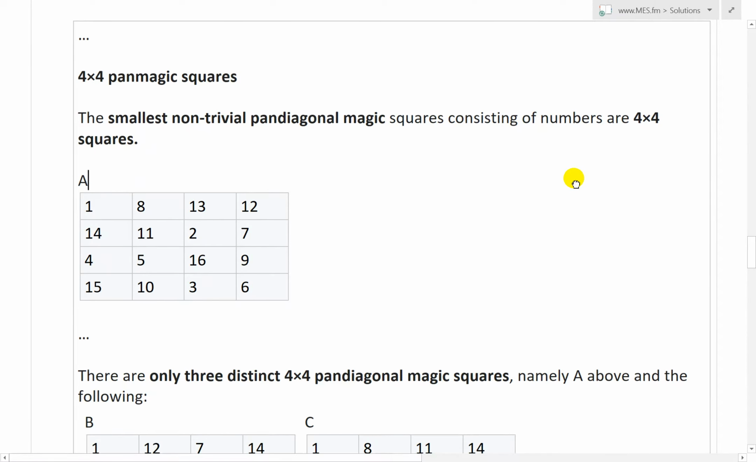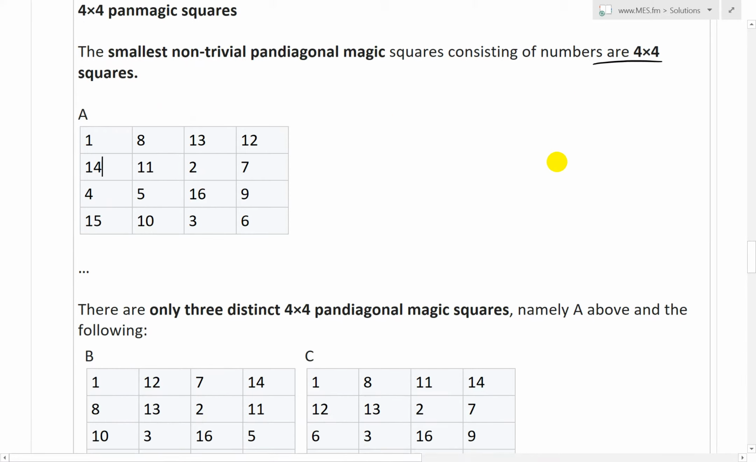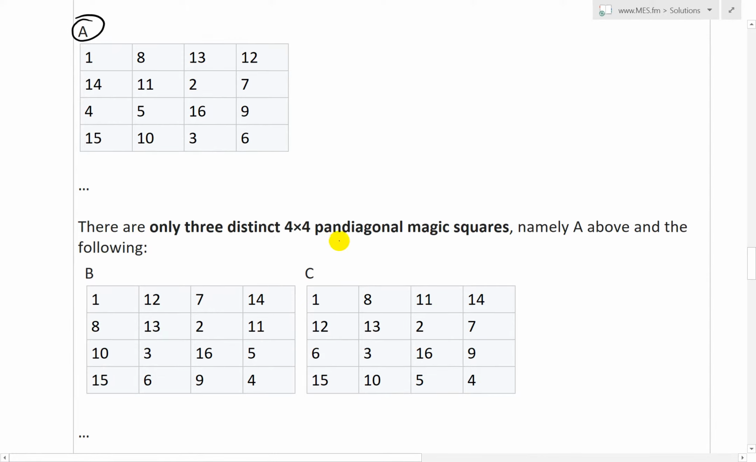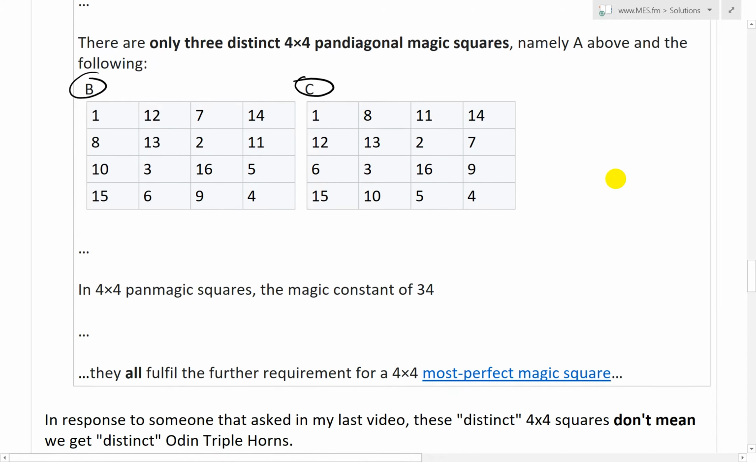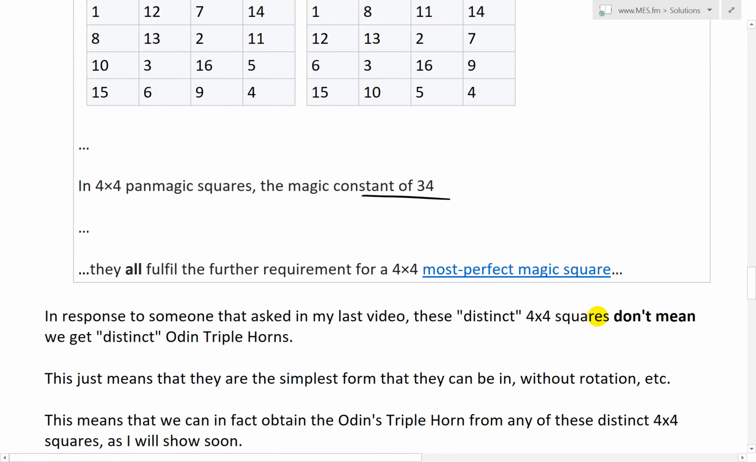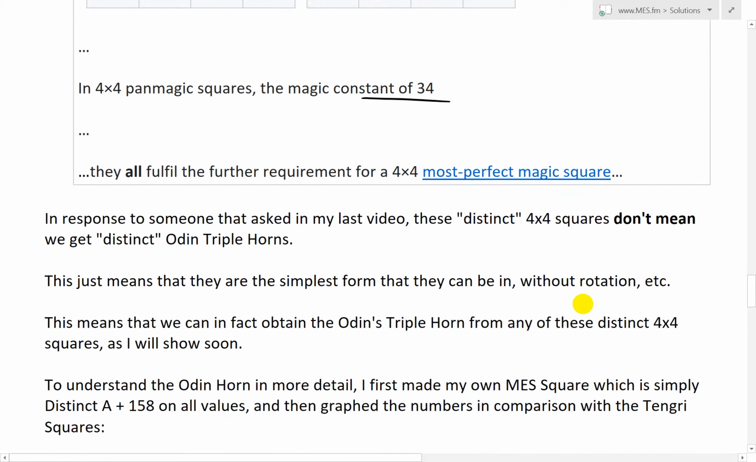Basically, the smallest non-trivial pan-diagonal magic squares are 4x4 squares, and here are the smallest ones. There are only 3 distinct 4x4 pan-diagonal magic squares, namely A above, then B and C. In 4x4 pan magic squares, the magic sum constant is 34. They all fulfill the further requirement of a 4x4 most perfect magic square, as do the Tengri squares.